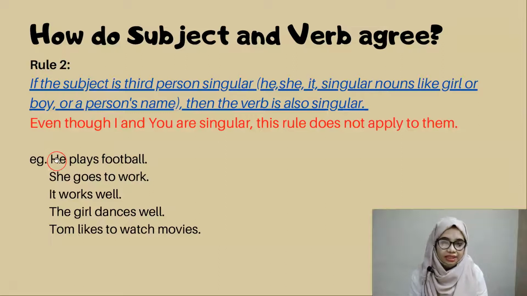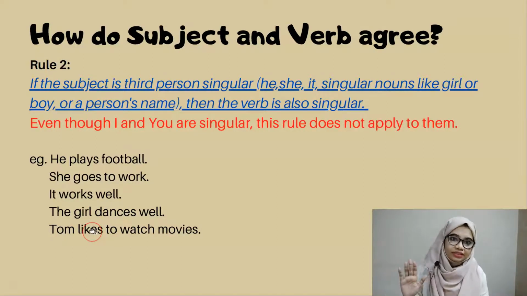He plays football. So he is a singular subject, plays is a singular verb. Singular verbs take S, remember. She goes to work. She is a singular subject and goes is a singular verb. It works well. So it is a singular subject and works is a singular verb. The girl dances well. The girl, singular subject, dances, singular verb with an S. Tom likes to watch movies. Tom, third person, noun, singular, and likes is the verb, which is in the singular form.